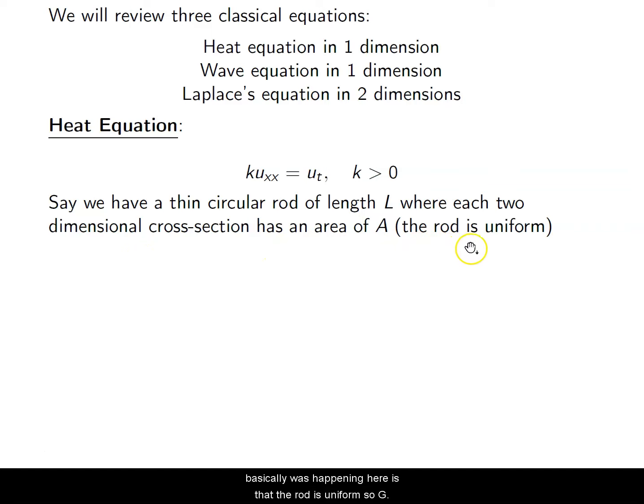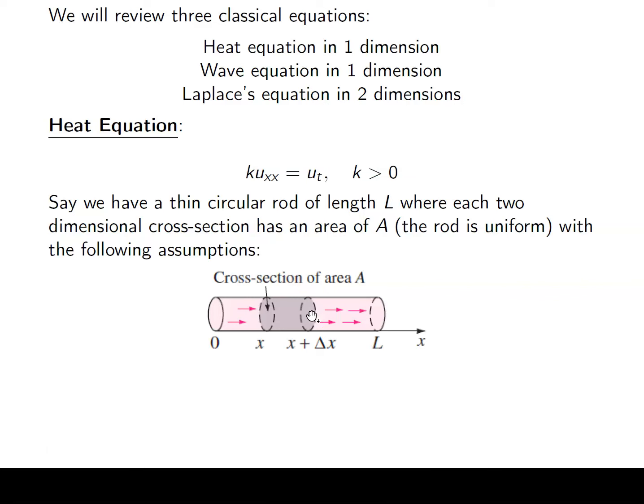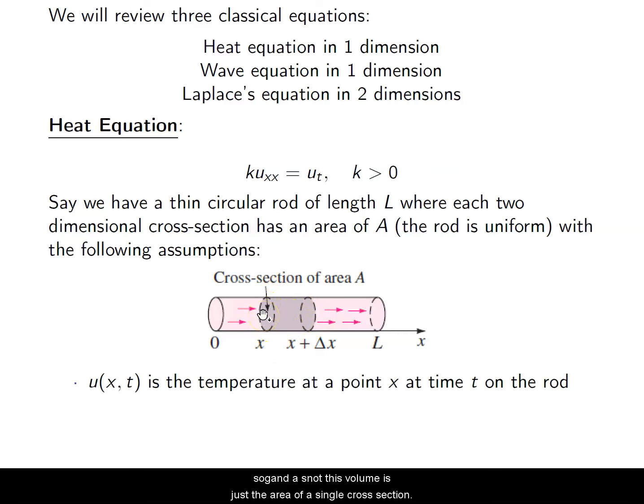Basically, the rod is uniform, so the cross-sectional area does not change. It has a uniform width, or a uniform radius, I guess you could say. We have a length of L, and it's not a rod that has varying height or varying radius. So through a single cross section, the area is A. Again, A is not the volume. It's just the area of a single cross section.